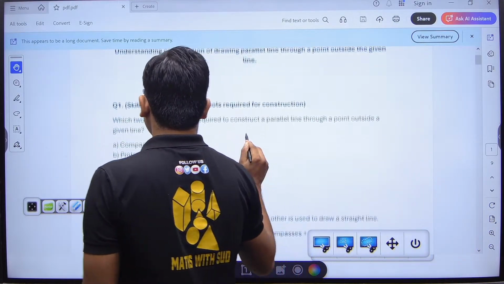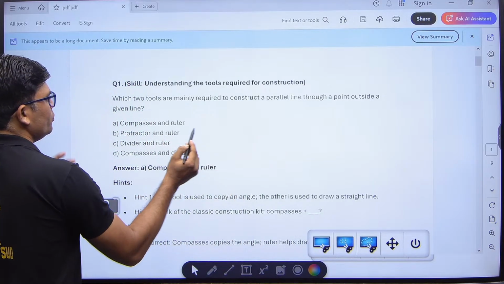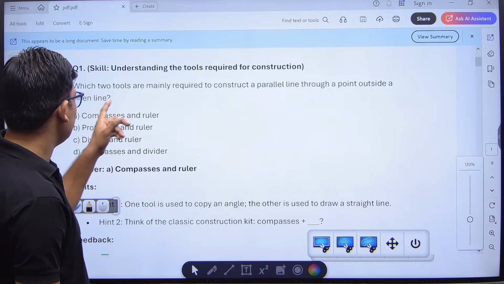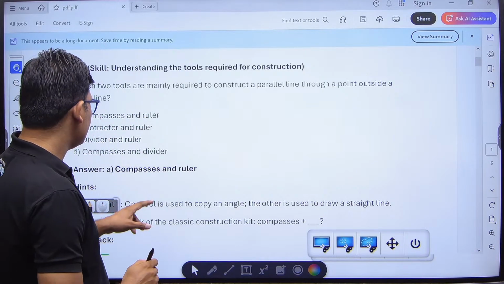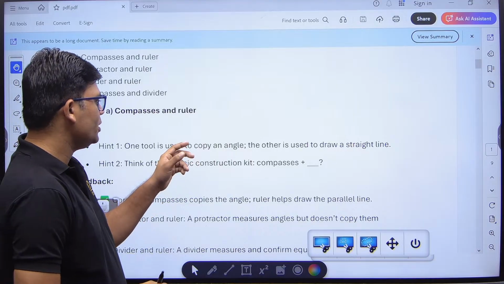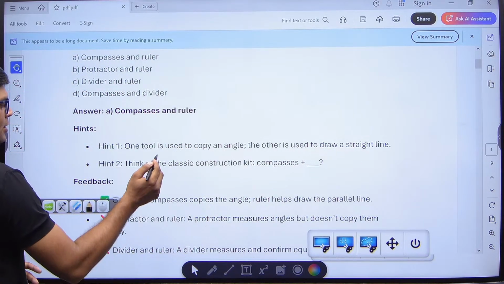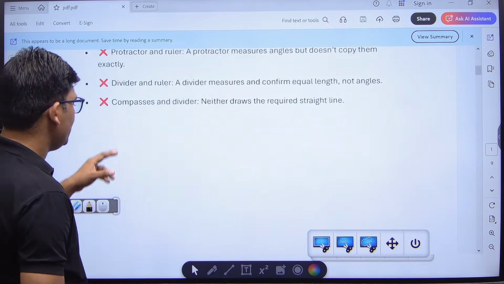So let us see. So understanding the tools required for the construction. Which two tools are mainly required to construct a parallel line through a point outside the given line? The answer is compasses and ruler, because ruler is used to draw the straight line that is transversal, and the compasses is used to copy the angle. Okay, so this is the answer.